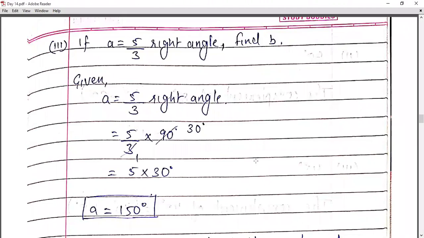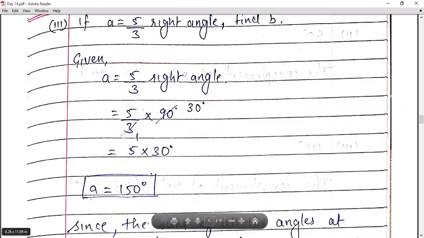The third part is, if A is equal to 5 by 3 of a right angle, find B. So let us find the value of A first. 5 by 3 of a right angle means 5 by 3 of 90 degrees. Simplifying it, you'll get A as 150 degrees.